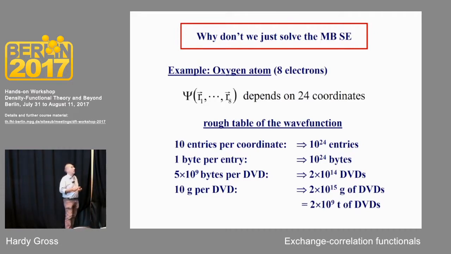Let's be modest. So 1 byte per entry is 10 to the 24 bytes. And on a typical DVD, we can store 5 times 10 to the 9 bytes. So this requires 10 to the 14 DVDs. And I took the weight of a DVD, it's around 10 grams. So this means we need 10 to the 15 grams of DVDs, which is 10 to the 9 tons. Well, it's a finite number, but it's a lot. Put all the cars and trucks that exist in Europe on one heap and outweigh it with DVDs.